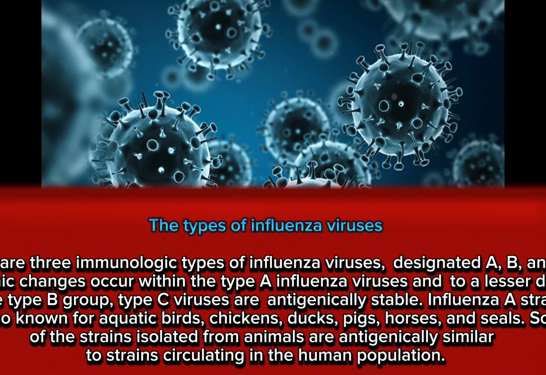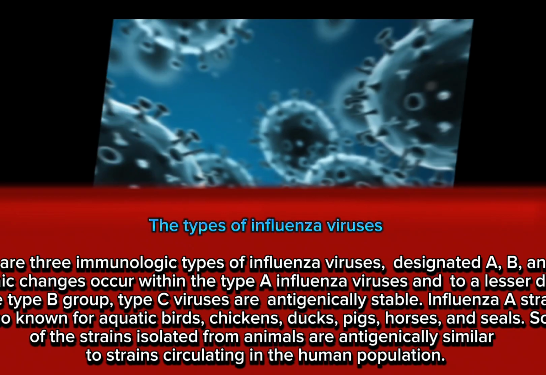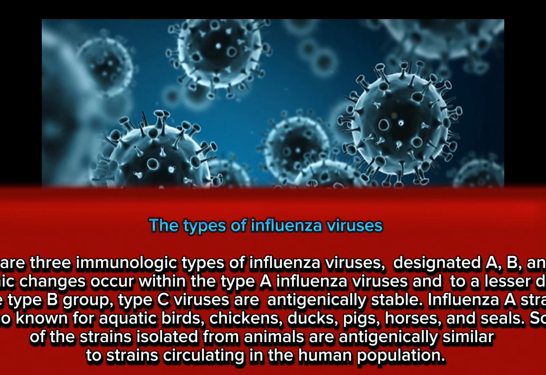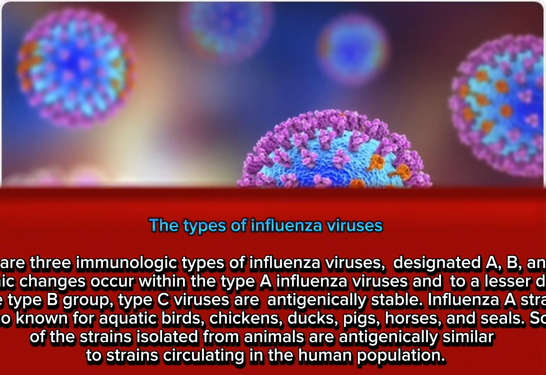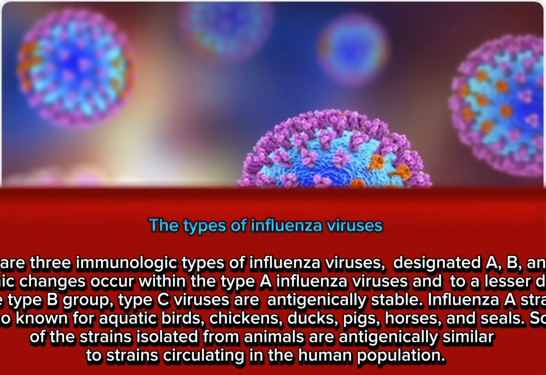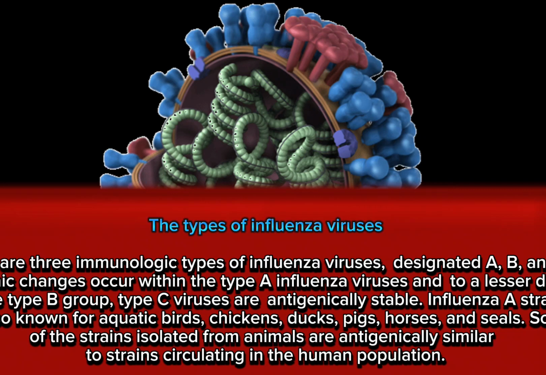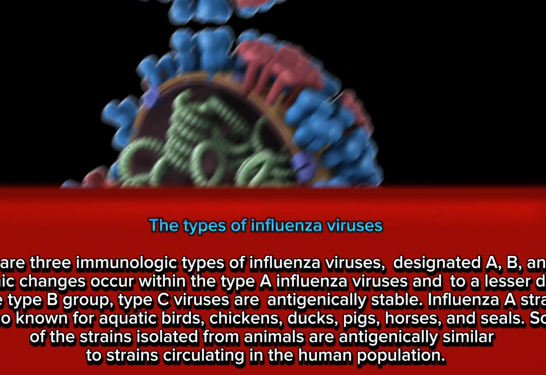The types of influenza viruses. There are 3 immunologic types of influenza viruses, designated A, B, and C. Antigenic changes occur within the type A influenza viruses and, to a lesser degree, in the type B group. Type C viruses are antigenically stable. Influenza A strains are also known in aquatic birds, chickens, ducks, pigs, horses, and seals. Some of the strains isolated from animals are antigenically similar to strains circulating in the human population.